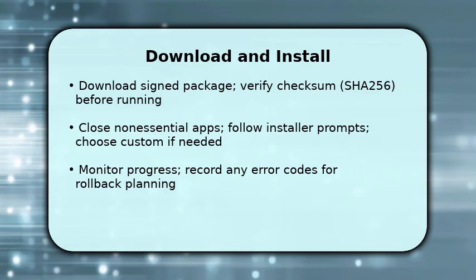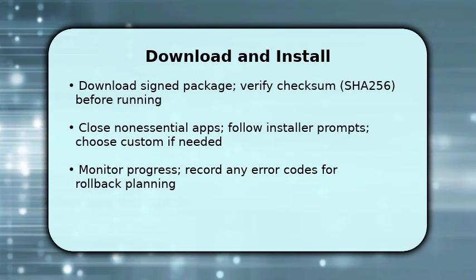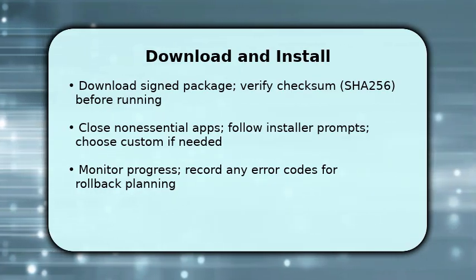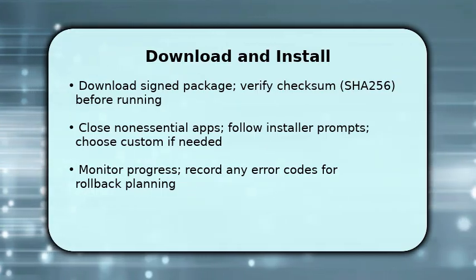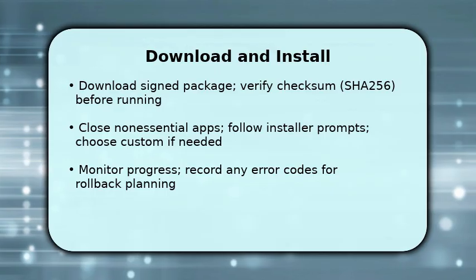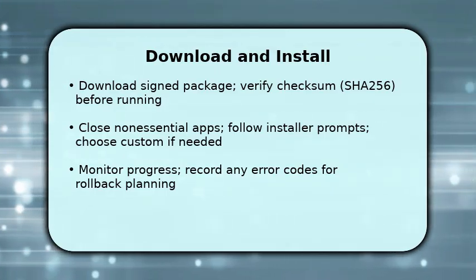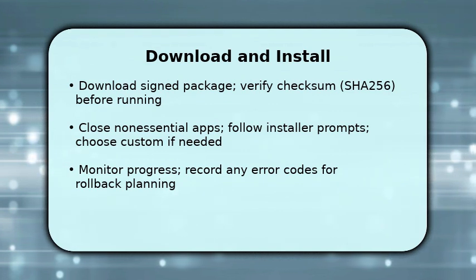Once verified, close non-essential apps and disable automatic backups to prevent conflicts. Run the installer and choose custom options only if you know the impact. Custom preserve settings. Monitor progress and watch logs for warnings. If the installer requests permission changes, approve only the requested scope. Make sure to take note of any error codes so you can roll back deliberately if needed.